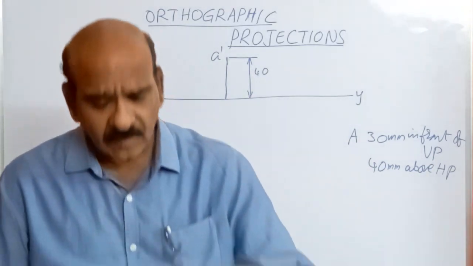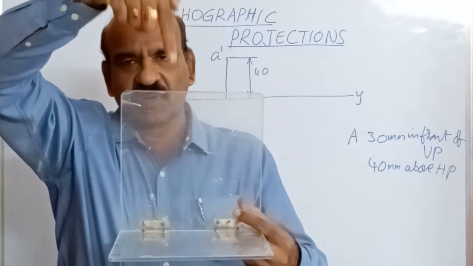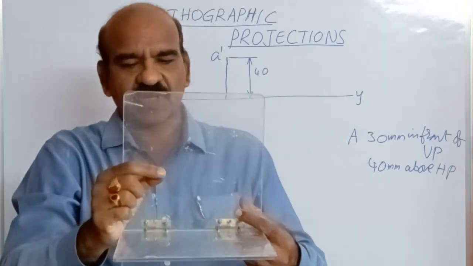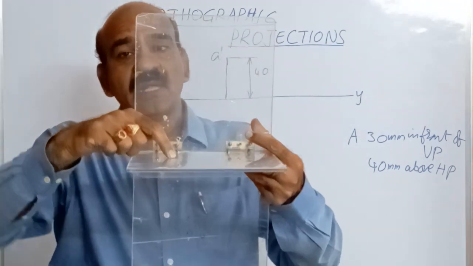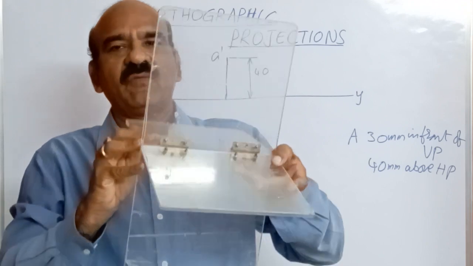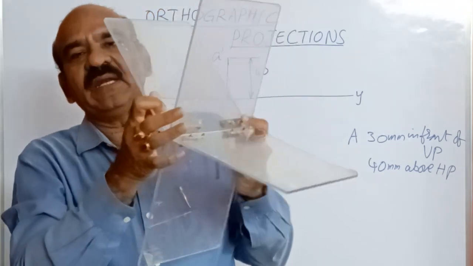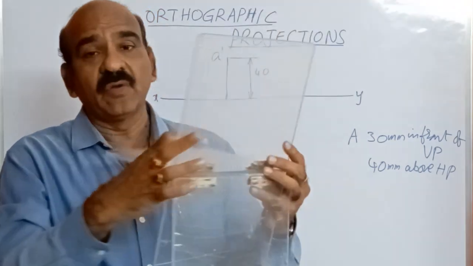Now, take the projection of this point in the top view. When you are looking from the top, its projection is obtained here on the horizontal plane. Now, rotate this horizontal plane like this. We rotate the horizontal plane like this as a single plane. How do you rotate?